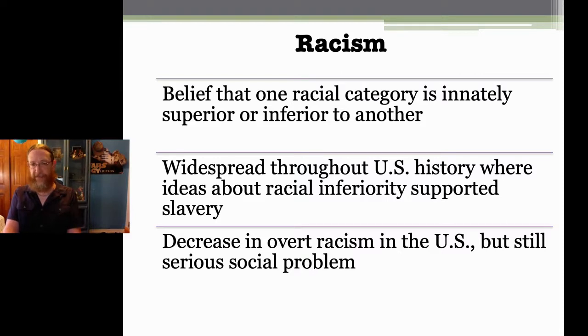And that's not a political piece. That's identifying racism at the highest levels of our culture and then saying to ourselves, how does that reflect our values or not? How do people resist and or rebel against that idea or accept it? Stuff that we've been talking about all semester long. Widespread throughout our history where ideas about racial inferiority supported the ideas of slavery and still do. Decrease in overt racism in the United States, but still a serious social problem.